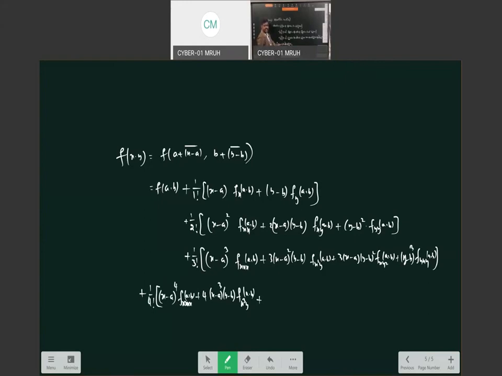Next 4C2. 4C2 is equal to 4 into 3 by 1 into 2, so that is 6. 6 into x minus a whole square y minus b whole square into f x square y square calculated at a comma b, plus 4 into x minus a into y minus b whole cube. Please remember, x powers are decreasing, y powers are increasing. That is the idea, as in the binomial sequence. f x y cube calculated at a comma b, plus the last term y minus b whole power 4 into f y power 4 calculated at a comma b, plus and so on and so forth.